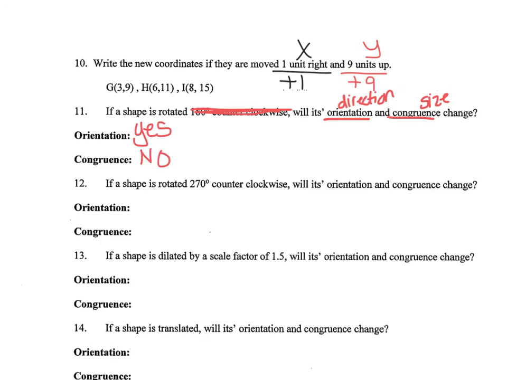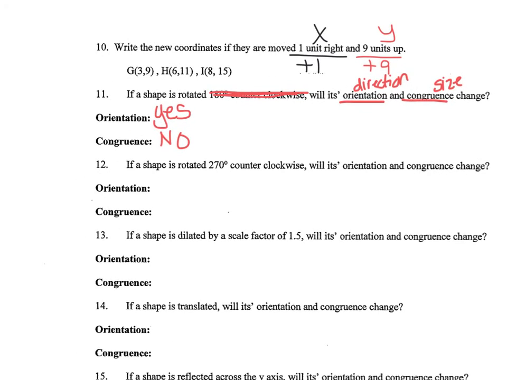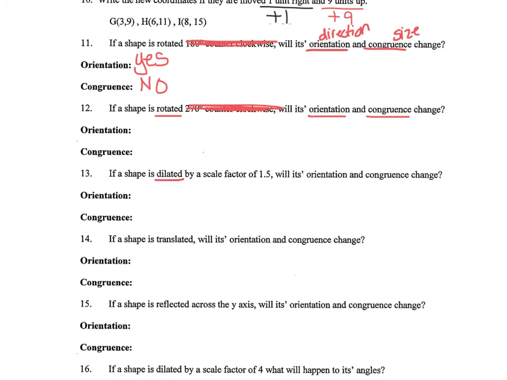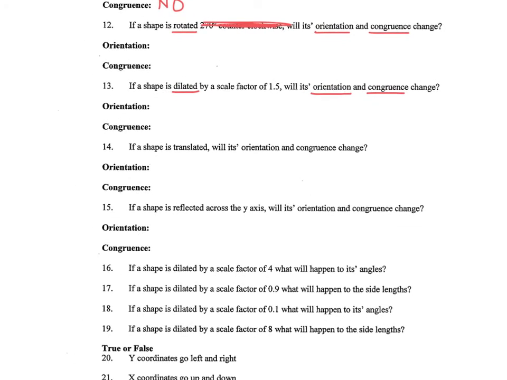So no on congruence. Number 12 is the same thing. Don't worry about how it turned. It turned. So will the orientation change? Will the congruence change? If a shape is dilated, that means the size of it changes. It either gets bigger or it gets smaller. So will the direction it's facing change? Will its size change? Yes or no?